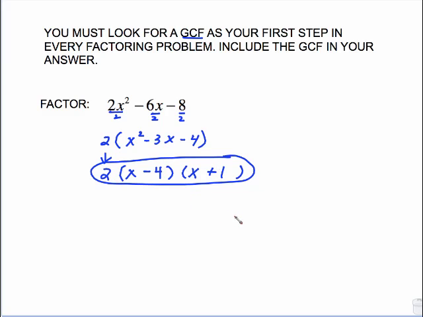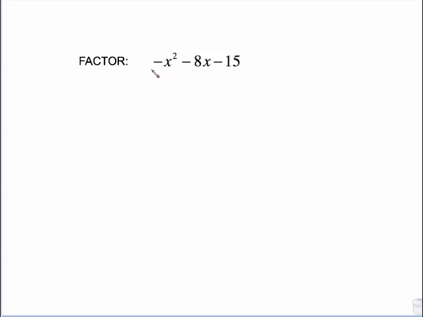The reason we need the GCF is that this and this are equal. They're just dressed up differently. This is the factored form. This is the expanded form. If you don't have this 2 in front here, when you multiply this together, you're not going to get that polynomial. You look at this problem and you think, hey, there's no common factor at all.